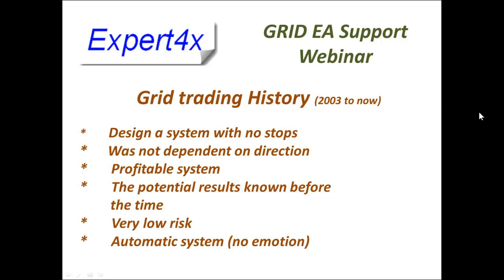So I set out to try and do the impossible. I tried to design a system with no stops, no scars, a system that was not dependent on direction, so you could actually trade. It doesn't matter which way the price goes, you are going to make a profit. And then the third thing, it has to be a profitable system. The fourth was that the potential results would be known before the time. Psychologically, that's also quite important.